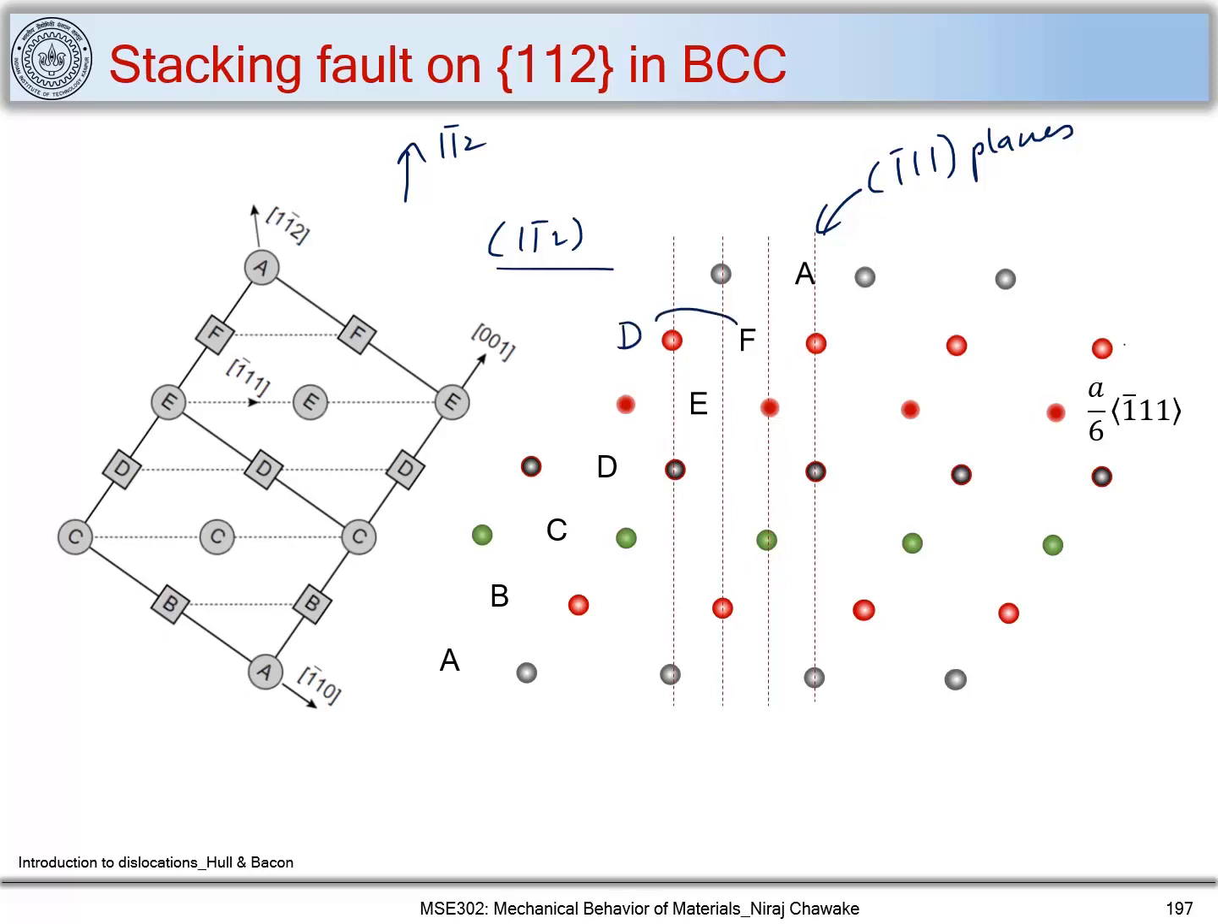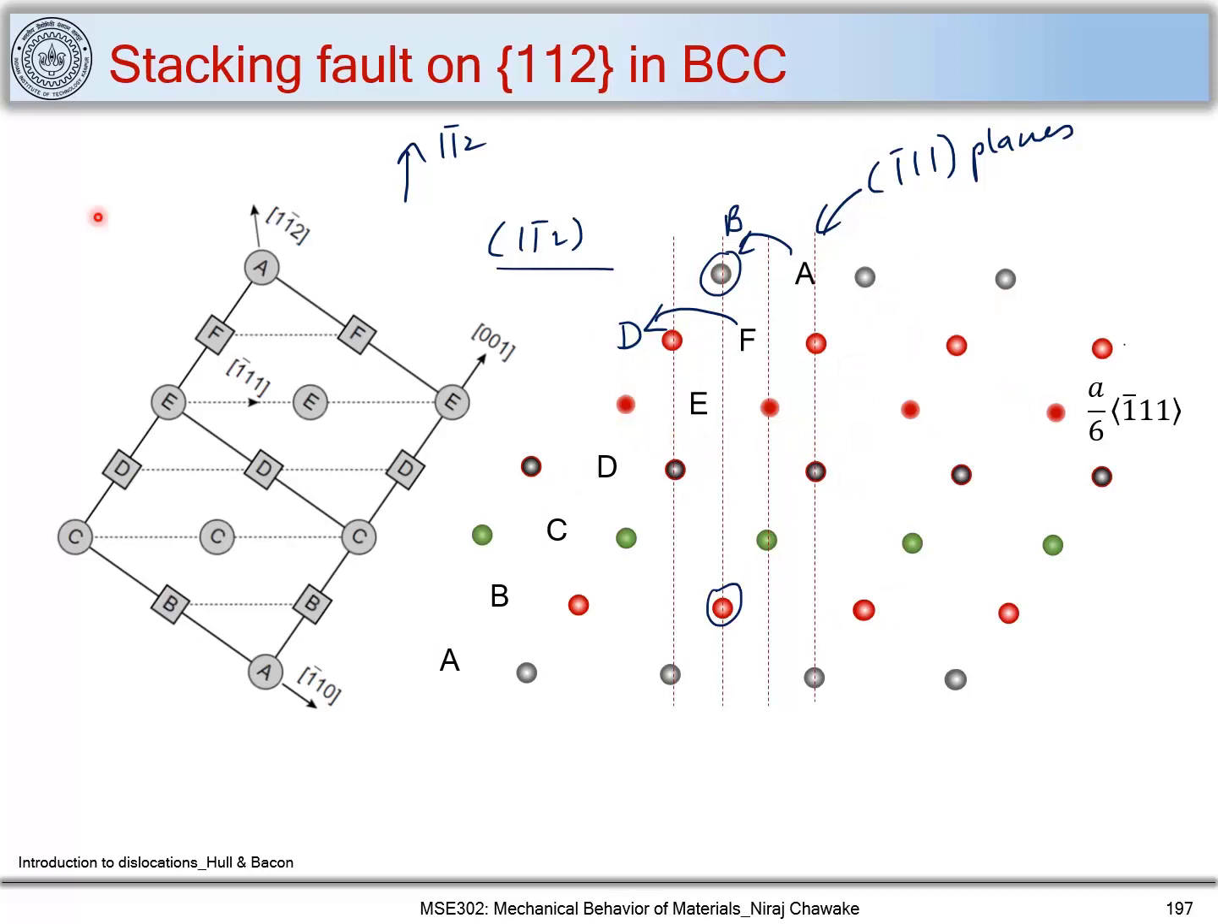Now F has converted to D layer, and A will be converted to... So this is an A layer. So we can say that A will be converted to B layer here. So you can have a B layer, and so this will be converted to B layer. So we create a stacking fault in this kind of gliding when we glide all the layers, all the top layers on the bottom crystal.